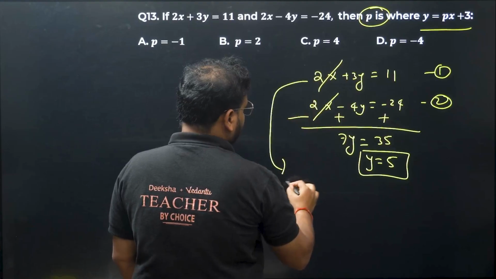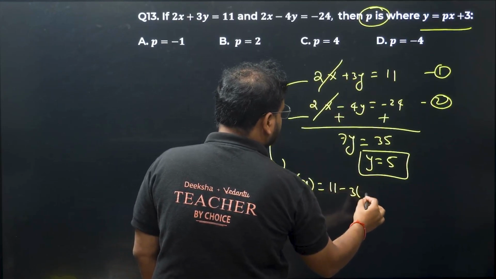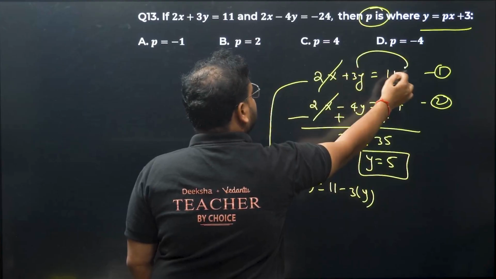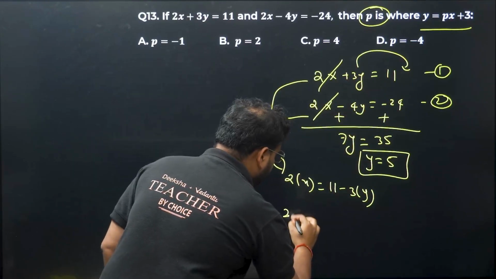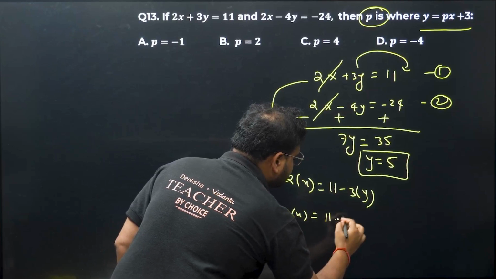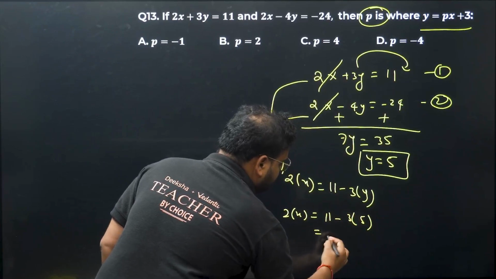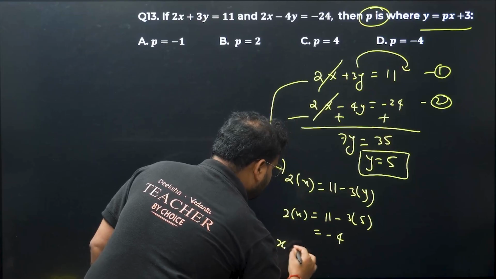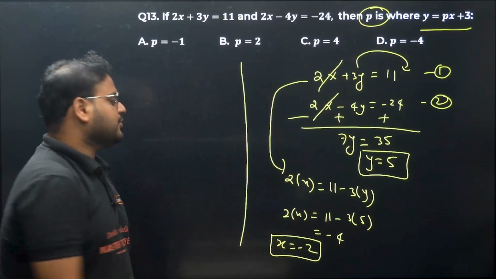Check from here. 2 times of x equals to 11 minus 3 times of y. I'm taking this on this side. 11 minus 3 times of y. So I get 2 times of x equals to 11 minus 3 times of 5, which is what? 15. So I get minus 4 over here. It means x value is minus 2. X is minus 2, y is 5.